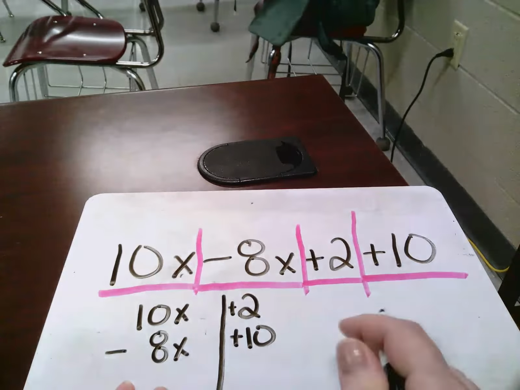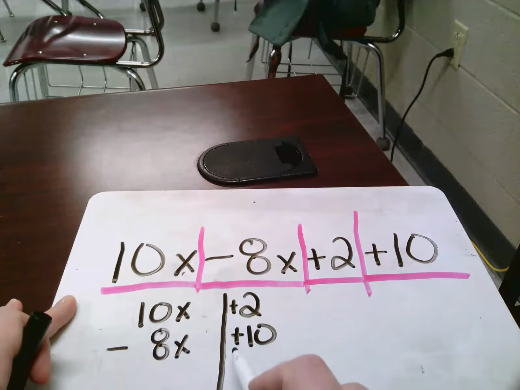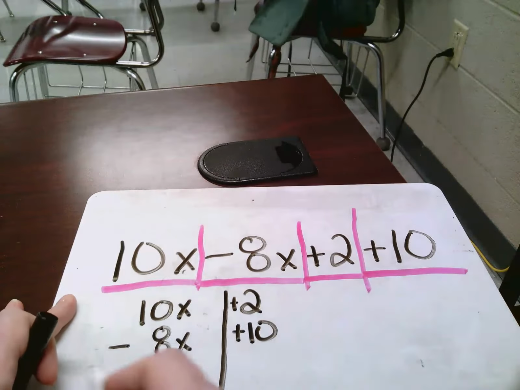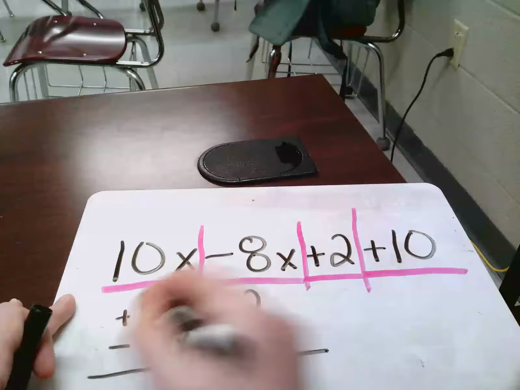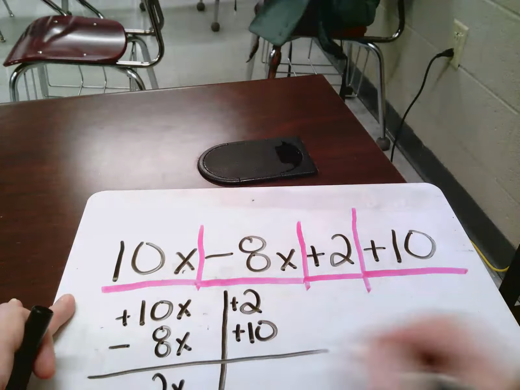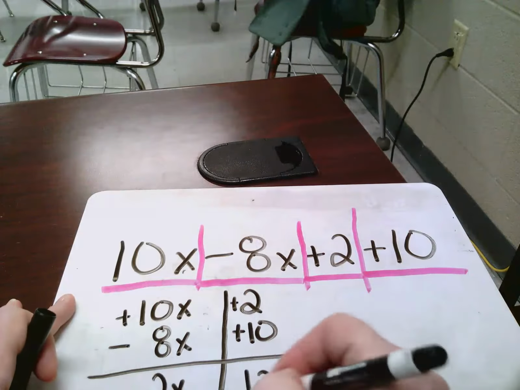Okay. So I have only 2 teams. All of my terms are taken care of. If it helps, you can cross it out as you get through them. But we want to make sure, again, that we have those signs there. So then my next step is combining them. And to combine them, it just means that I add them. So I'm saying, okay, positive 10 plus negative 8 is going to be 2x. Okay. 2 plus 10 is going to be 12.